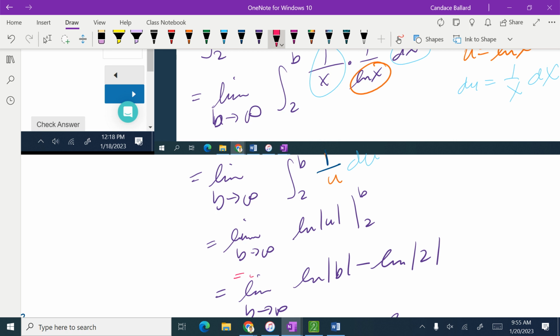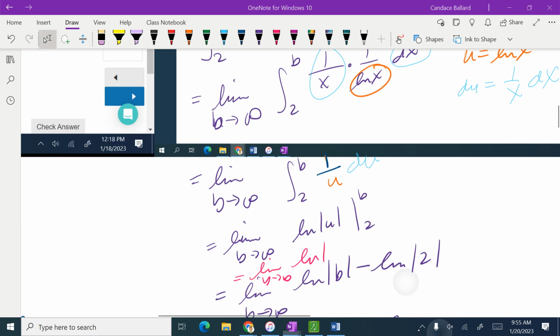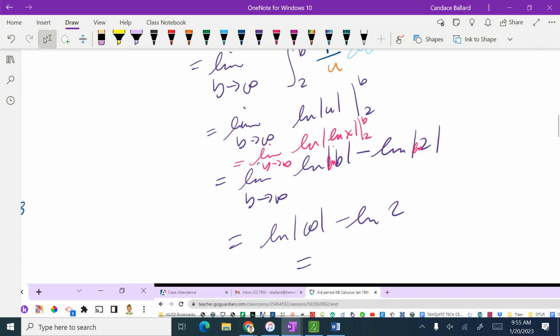I didn't finish my u substitution. Natural log of x from 2 to b. Why am I doing a fraction? I need a natural log of b in here, and I need a natural log of 2 in there. I'm really squishing it in. And another natural log on this thing here, right?